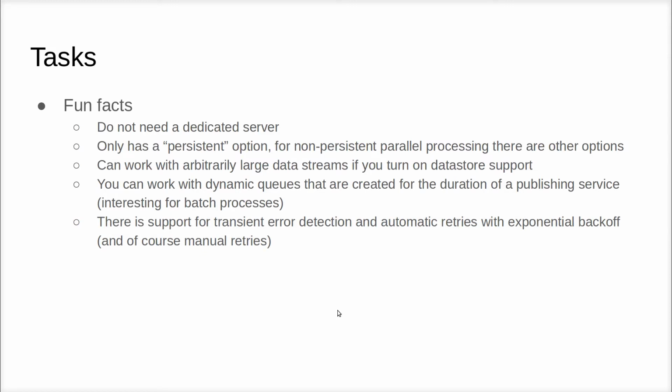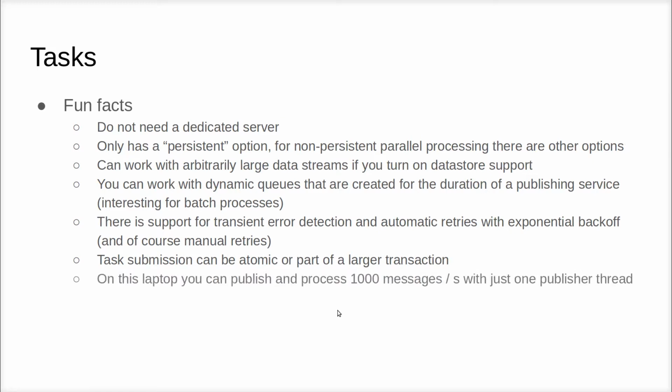There is obviously support for stuff like transient error detection, automatic retries with exponential backoff, and of course you can also do manual retries. You can either submit tasks atomically or as part of a larger transaction. And on this particular laptop I'm doing the presentation on, you can easily reach 1,000 messages a second with just one publisher thread, so performance shouldn't be too much of an issue either.